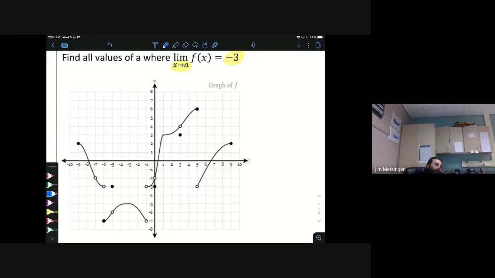If you're reading this limit, what kind of limit is that there, if there's no directional indicator behind it? Both ways. So basically you're asking yourself, what x value goes to y is equal to -3 from both sides?